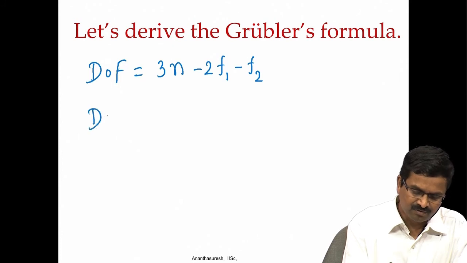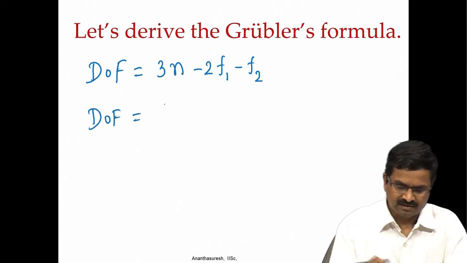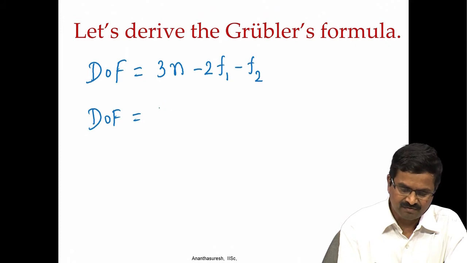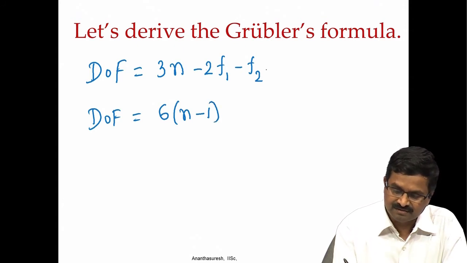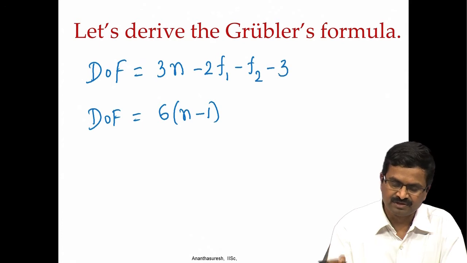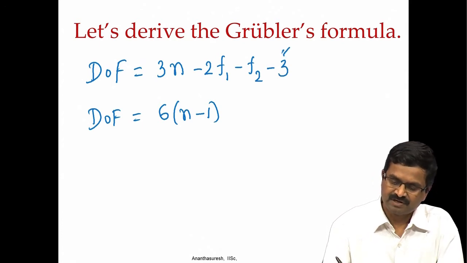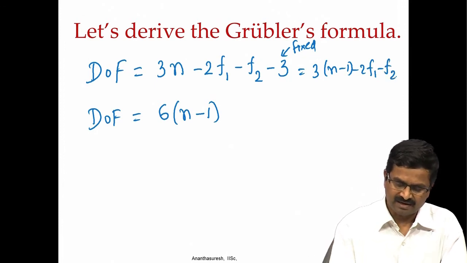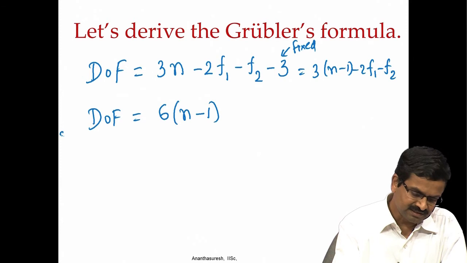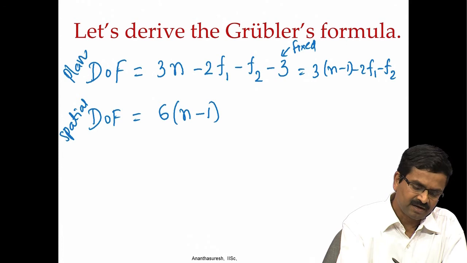Similarly, if I go to 3 dimensions or spatial mechanisms, each of them will have 6 degrees of freedom, and of course, when there is a fixed one, we have to change that. We have to remove 3 here whenever there is a fixed one here, and that is how we get 3 into n minus 1 minus 2 F1 minus F2. And here in spatial case, this is the 3D or spatial, whereas this is planar.